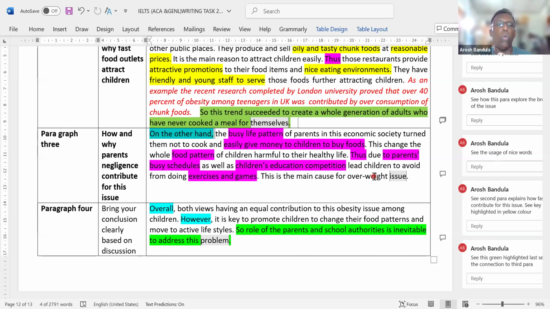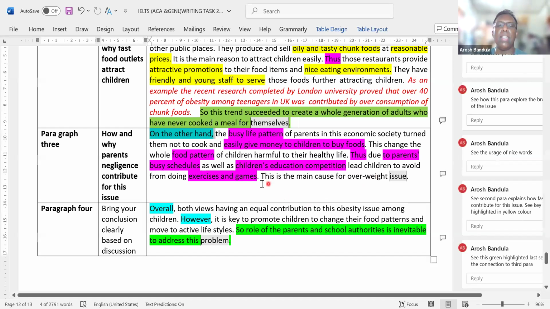How and why parents' negligence contribute for this issue. Actually, sometimes we can say there are two reasons here. One is that parents, because of that competition, avoid doing exercises, as well as parents don't promote their children to do some games.